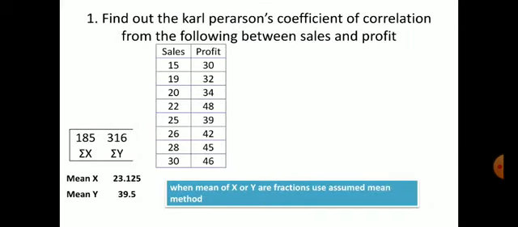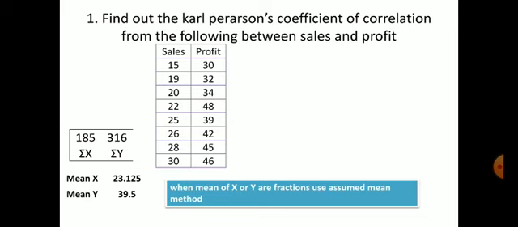Right, see here. Find out the Karl Pearson's correlation coefficient between sales and profit from the following. Sales, they have given 15, 19, 20, 22, 25, 26, 28 and 30, and profit, see, it might be in lakhs or crores, it doesn't matter here, especially in correlation.